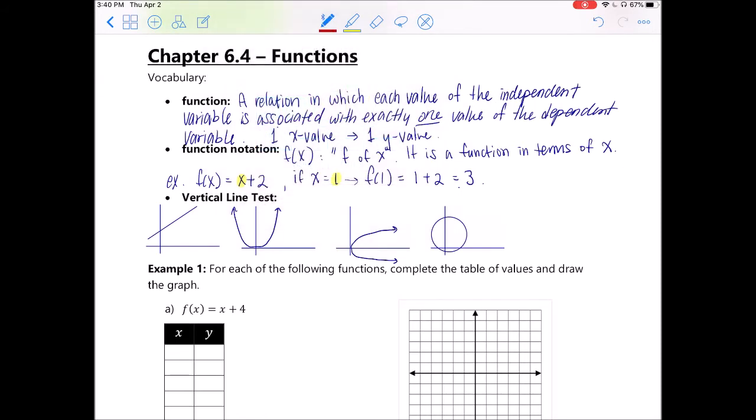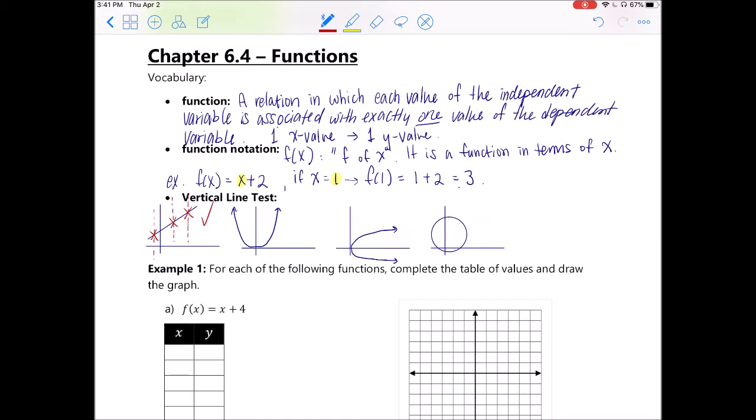Essentially what we're doing here is putting a vertical line on each relation and seeing how many intersections we find in each case. When I put that vertical line through the relation here, I only see one intersection. How about here? I still see just one. How about here? I only see one intersection. So this means this is a function. It passed the vertical line test, therefore it is a function.